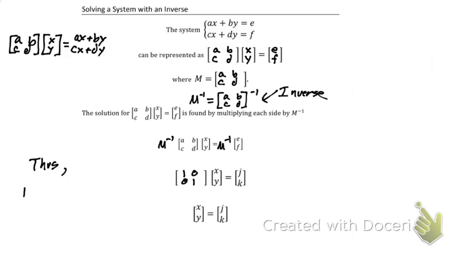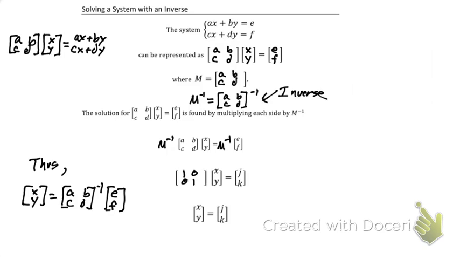Thus, in this problem, x over y is in fact going to equal the inverse of a, b, c, d times that e and f. So realistically, this is all we're trying to do. We're trying to find the inverse of this a, b, c, d, and multiply it to the right-hand side, because we already know what happens on the left-hand side. It turns to the identity. So this is the bulk of the work that you need to do. Find an inverse and multiply it by your right-hand side.